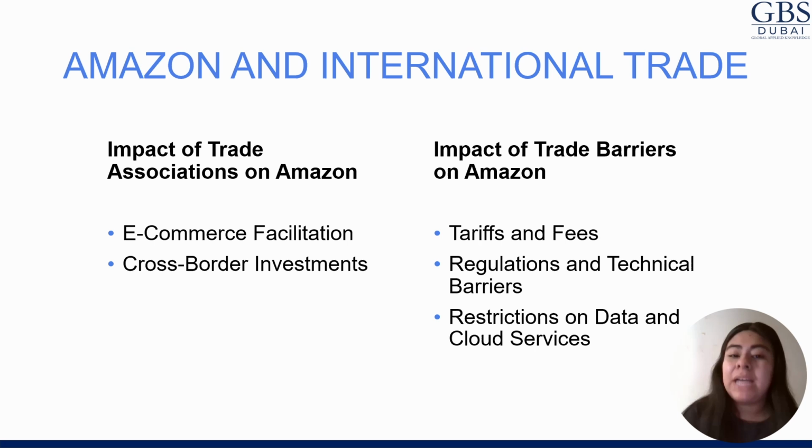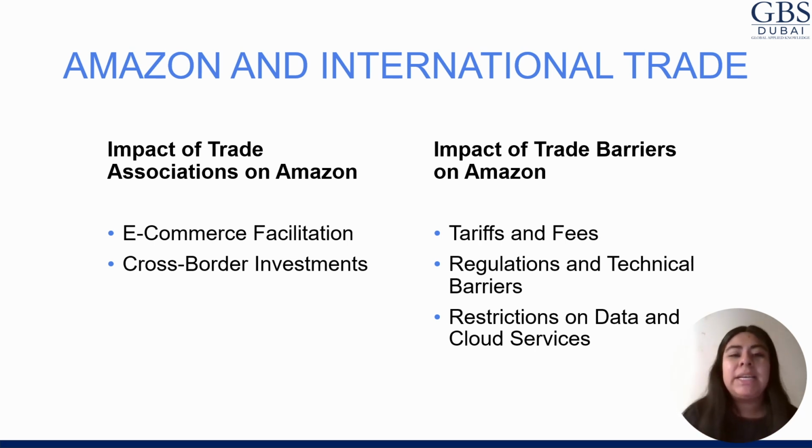We have the impact of trade associations on Amazon. The first one is e-commerce facilitation. Free trade zones and trade agreements allow Amazon to reduce import and export costs, establish regional logistics centers, and expand its network of international sellers. Then the second one is cross-border investment agreements that protect foreign direct investment and allow Amazon to establish warehouses, offices, and logistics services in the region. Then we can move to the impact of trade barriers on Amazon.